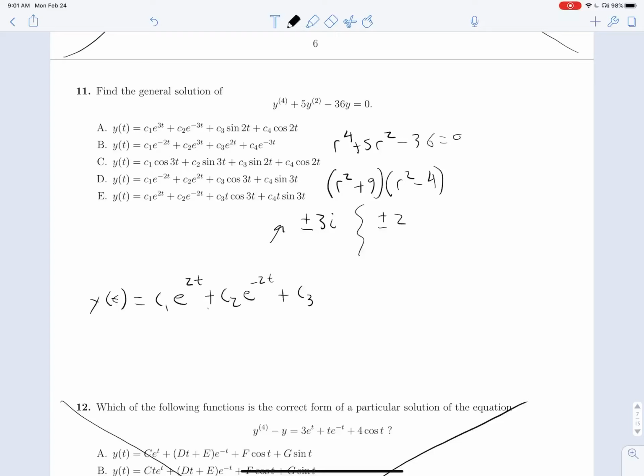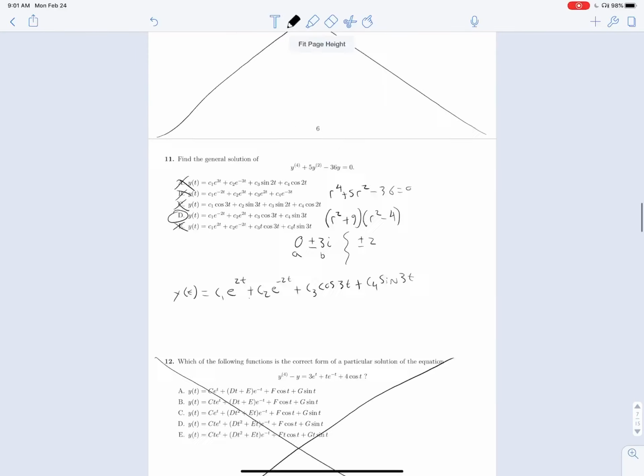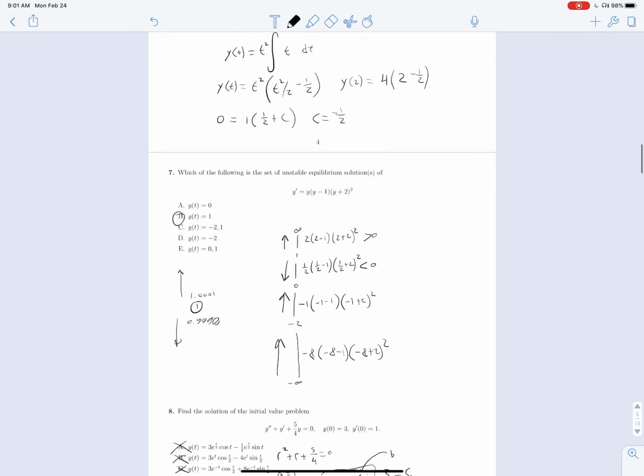Well, in this case, a is 0. You can think of this as 0 plus 3t, where this is a, this is b. So that e term will just simplify down to 1 cosine 3t plus c4 sine 3t. And so if we look through and cancel out all of our irrelevant answers, it looks like we've landed on option D for 11, which is correct.